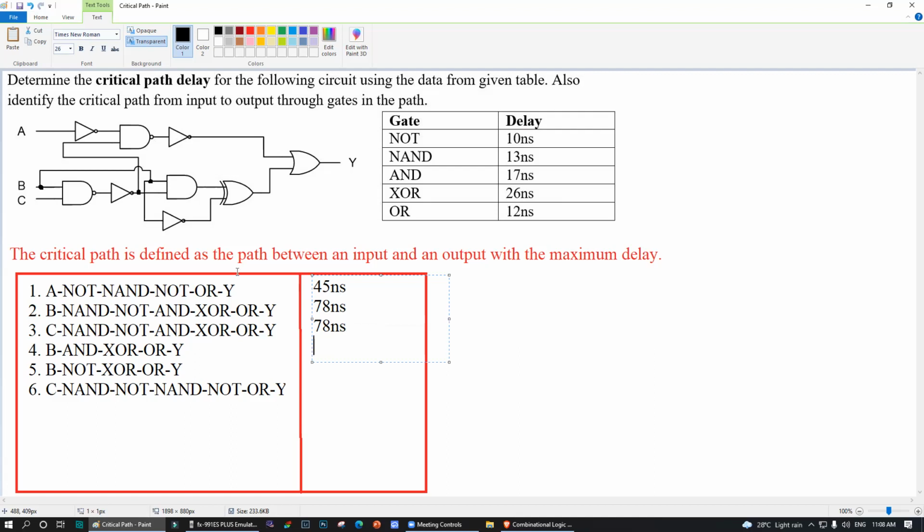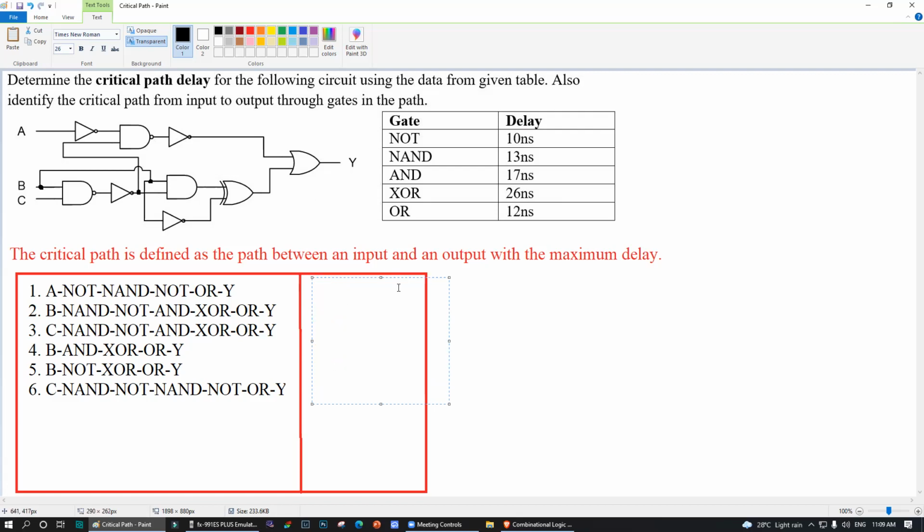B, next one is AND, XOR, OR, right? AND is how much? AND is 17, XOR is 26, OR is 12, so you got 55. Next one is NOT, XOR, OR. NOT is 10, XOR is 26, OR is 12, so you got 48. Next one is NAND, NOT, OR. NAND is 13, NOT is 10, then you got OR. OR is 12, so 58 nanosecond.